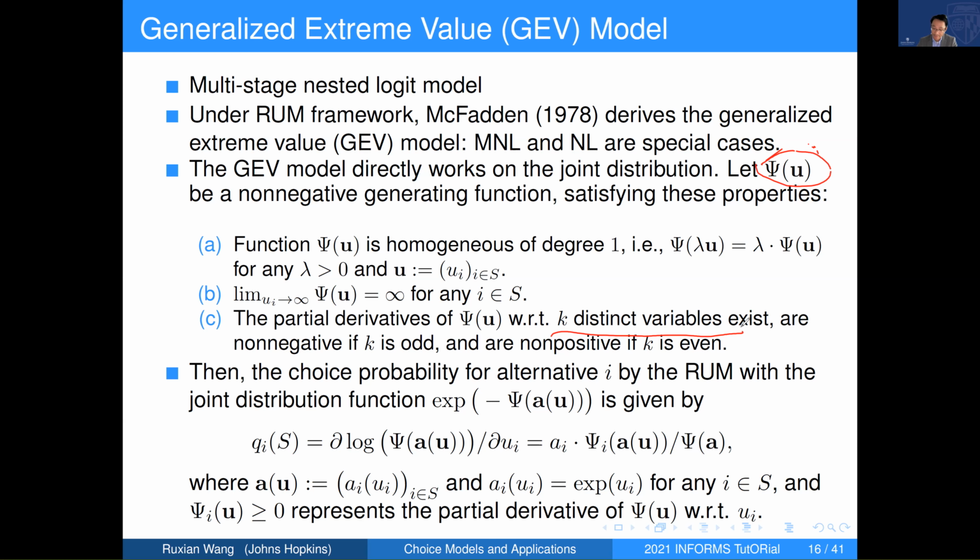And then we can have the choice probability for any item i in S. And we can show that the MNL and the nested logit choice models are special cases of the GEV. The key part is to find the appropriate generating function G(U), right?